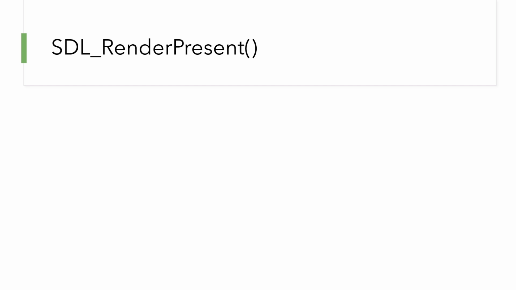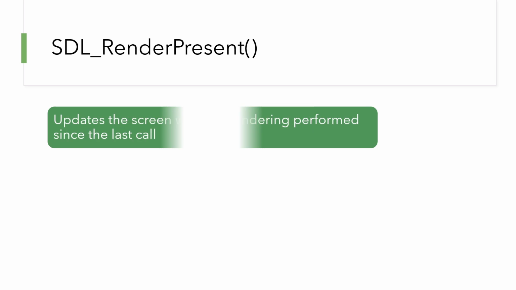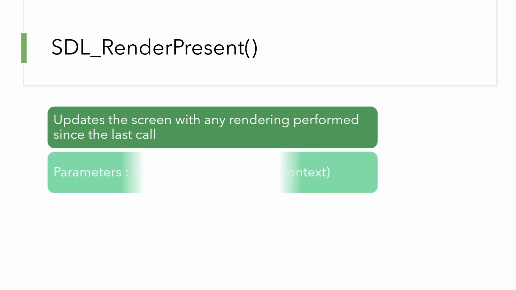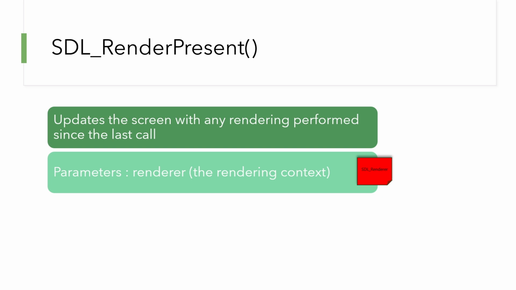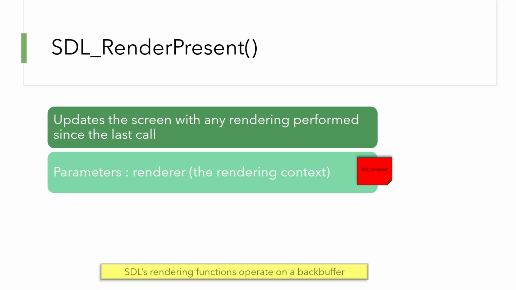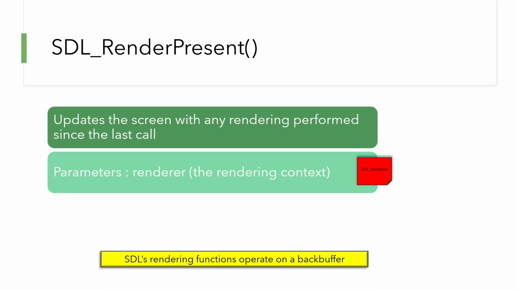We've seen how to set the color. We've seen how to color the window, right? SDLRenderPresent will actually update the user screen with any rendering or any drawing performed since the last call to the same function, right? Now, of course, RenderPresent requires a parameter, and that is, of course, again, the structure of SDLRenderer type. One important point to remember is that all rendering functions operate on a back buffer.